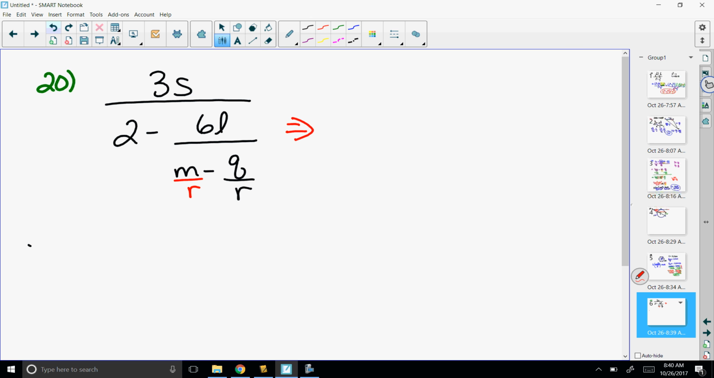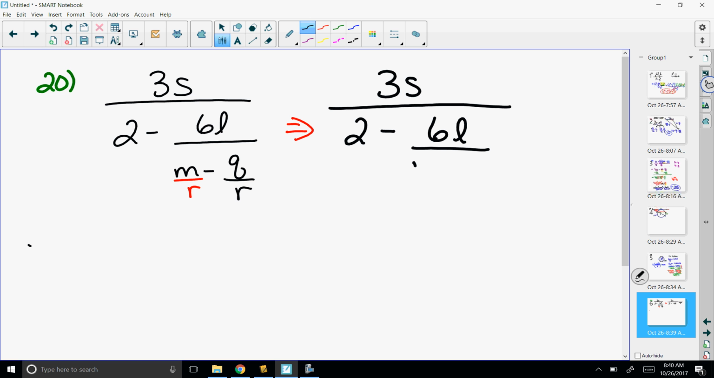So that makes your problem like this: 3s over 2 minus 6l over m minus q over r.